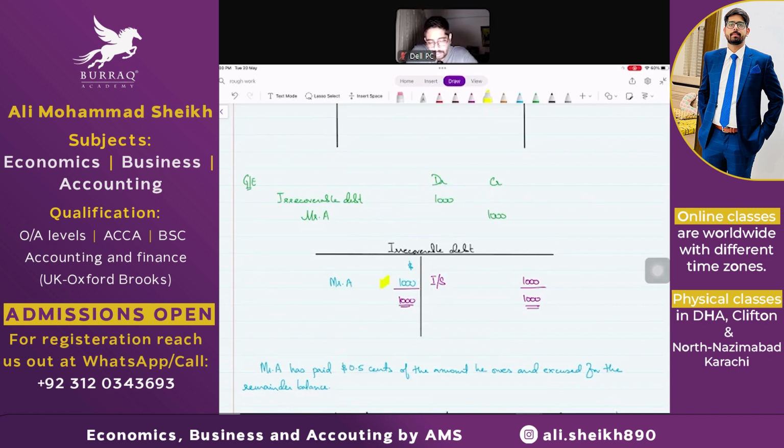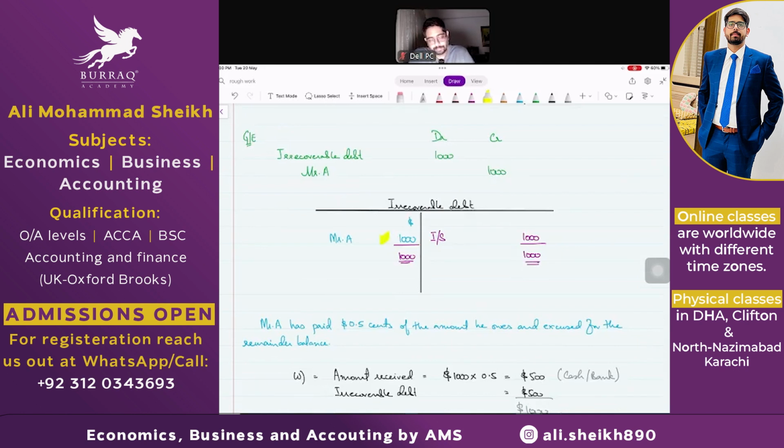Now, how do we close the account of irrecoverable debt? The total of the debit side is 1,000, and the total of the credit side should be the same. So there would be no balance c/d, no balance b/d in this account. The entire amount will be written off under the heading of income statement. If we did balance c/d and balance b/d in the irrecoverable debt account, it would mean the amount is carried forward for the future. But it's not the case here because the person has gone bankrupt and is unable to pay you back. So the entire amount of this bad debt will be charged in the income statement. You will write off this amount by writing income statement and close the account. I hope it's clear to all of you.